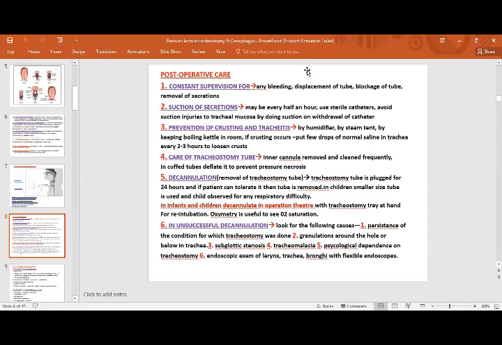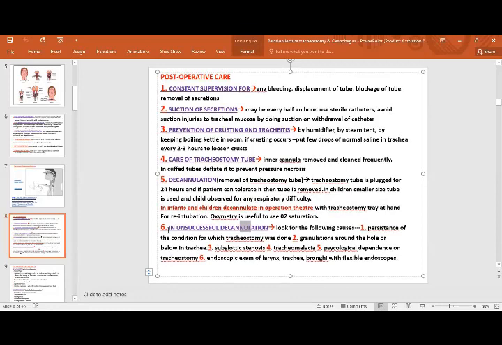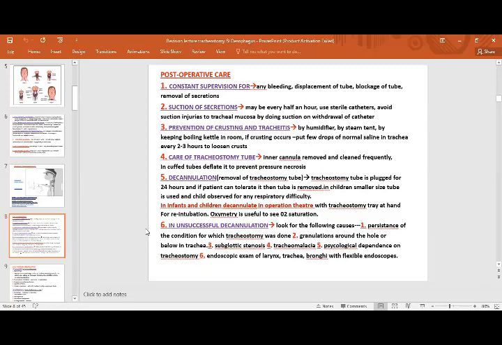And another important issue is the decannulation. It means that we want to remove the tracheostomy tube, but what are the different conditions in which we are unable to do the decannulation? So in infants and children, decannulate in the operation theatre definitely, and this comes in your SEQ. What are the conditions for unsuccessful decannulation? Why are we unable to remove the tracheostomy? Basically, what are the causes?